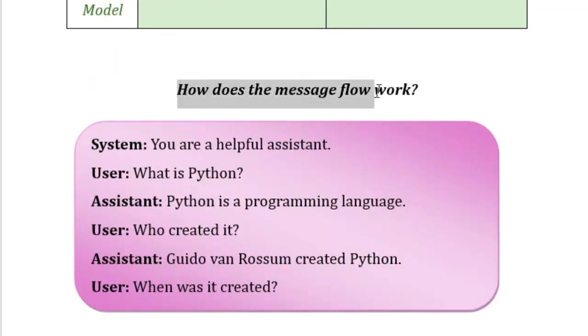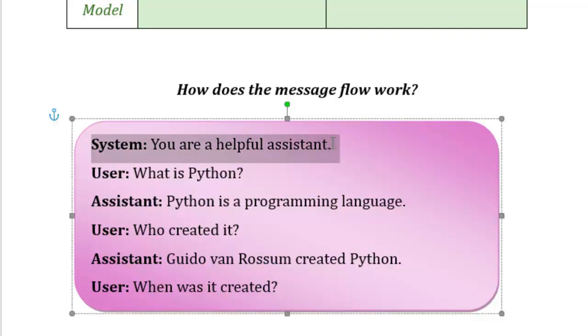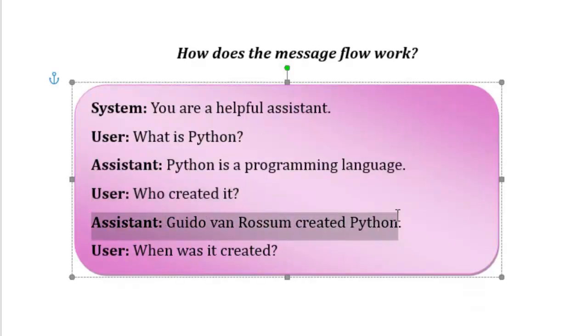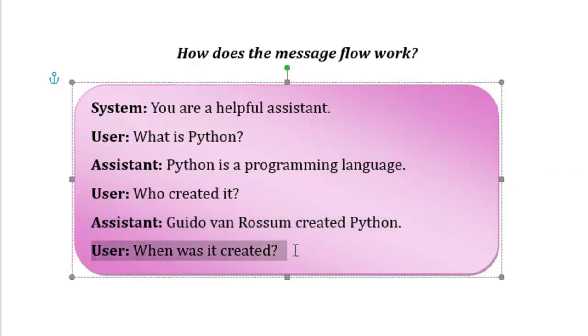Another question is, how does the message flow work? To understand this, please think of a notebook where every single line of the conversation is written down in order. Let's say the conversation looks like this. System message, like you are a helpful assistant, and user message, what is Python? And the reply from the model as assistant: Python is a programming language. Another user question, who created it? Reply from the model, Guido van Rossum created Python. Now another message from the user, when was it created?